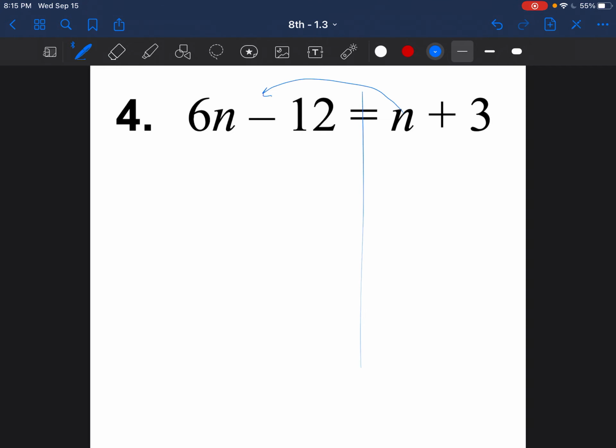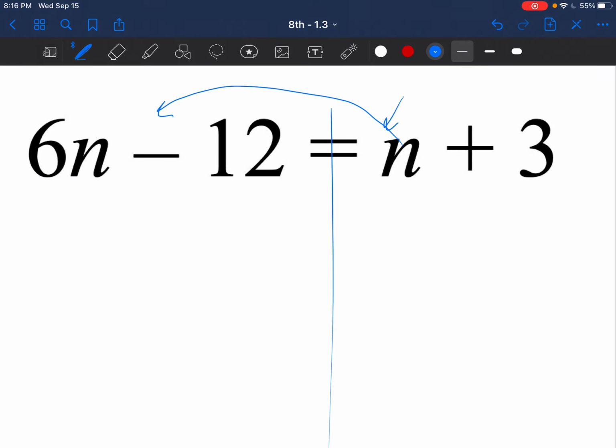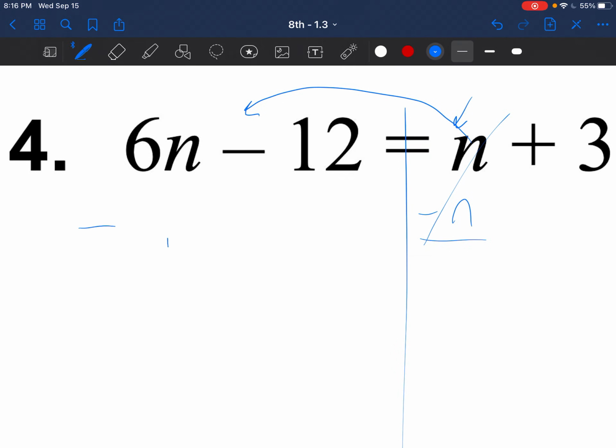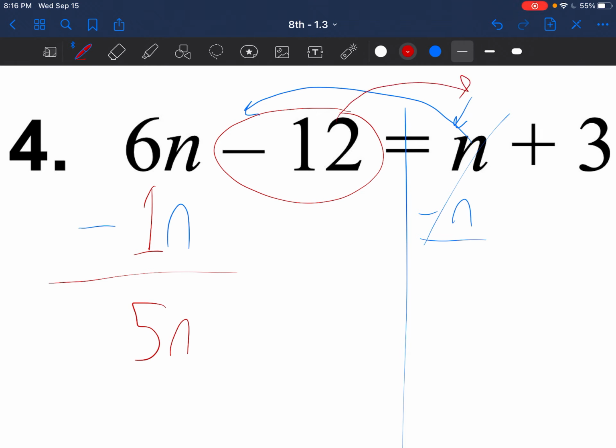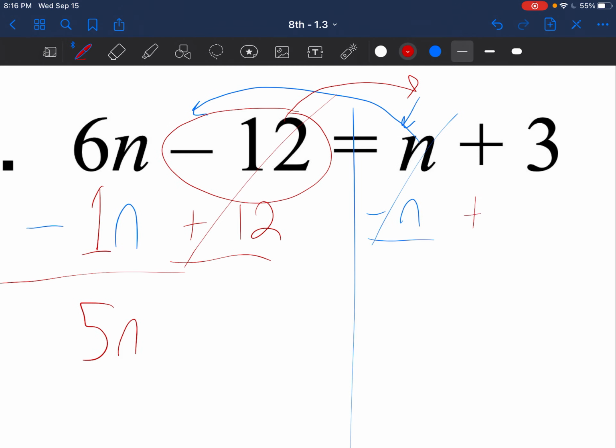We're going to move this n to that side. So this is a positive n. What is the opposite of adding positive n? It is subtracting n. Don't forget to cross it off. Subtract n. There is an invisible number. What's that invisible number? It is 1. So 6n minus 1n gives you 5n. That means we need to move this negative 12 this way. What is the opposite of negative 12? That is positive 12. Whatever you do on one side, do it to the other. So you now have positive 12. 12 plus 3 is 15.